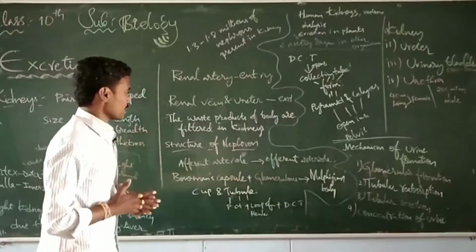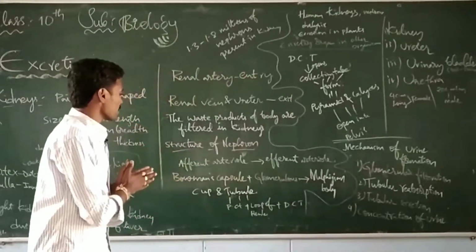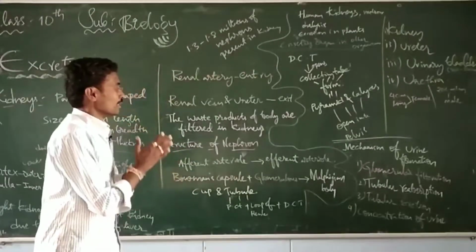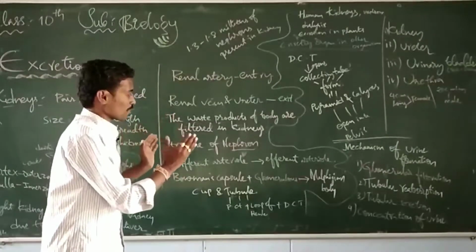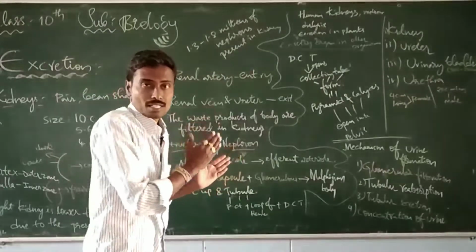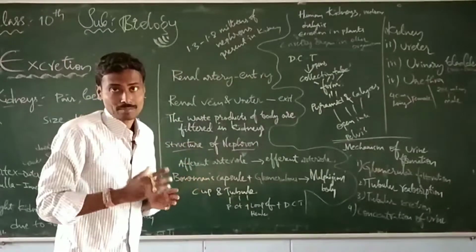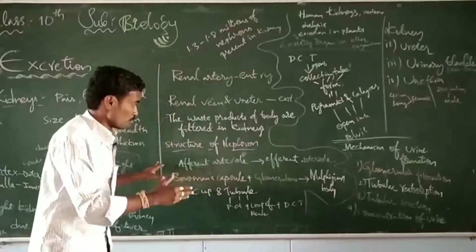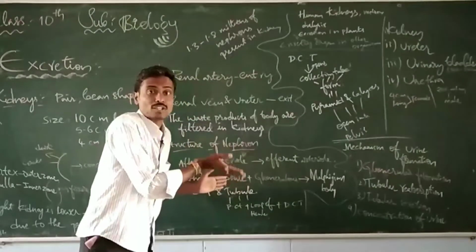Let us observe what's happening in the Bowman's capsule. Inside the cup part, filtration is going on. At that time the blood is filtered and enters the tubule part, which is called the proximal convoluted tubule, PCT. One thing you have to understand: what is meant by convolutions? Why do we call it PCT?